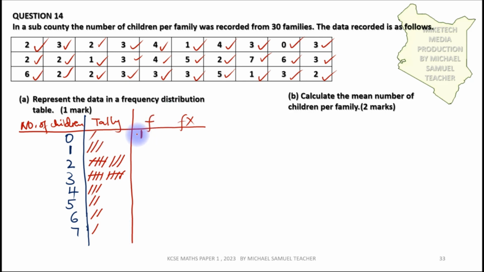Therefore we count them to get the frequency. So that is 1, there are 3, here we have 8, 10, 3, we have 2, 2, and this is 1. If you add all of them, you count all of them, that is 30.